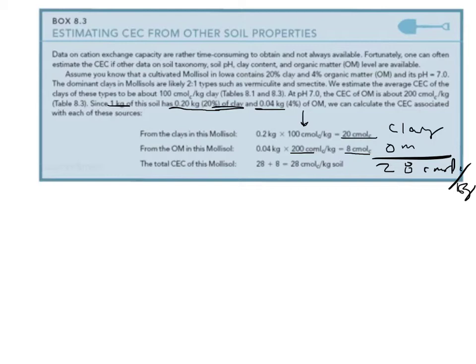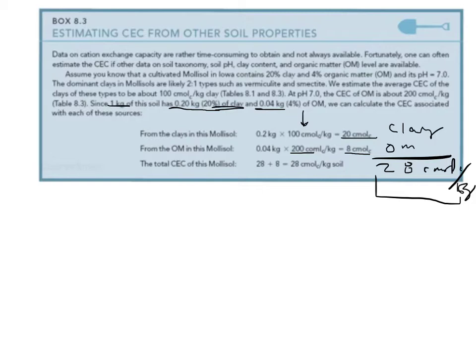We have other information about what kind of clays might be in that soil. We have information about how much CEC is in those clays, how much CEC is in the average organic matter at pH 7. So this allows us to, in a very, very gross, fast way, determine what the approximate CEC of that kind of soil is.